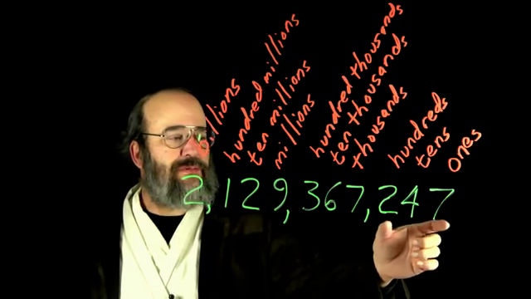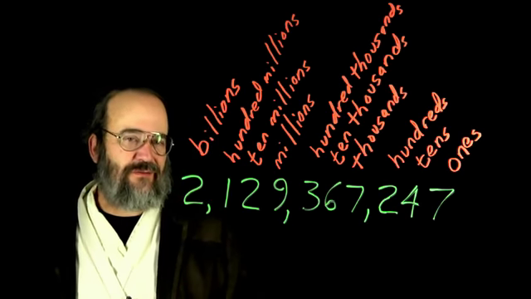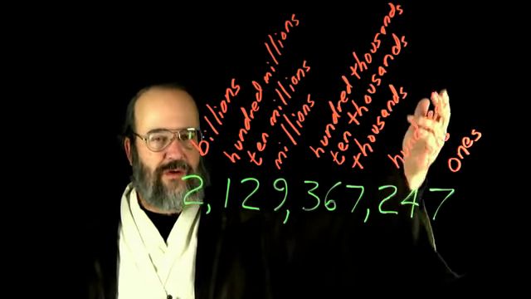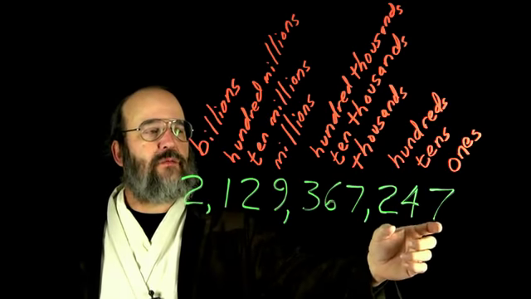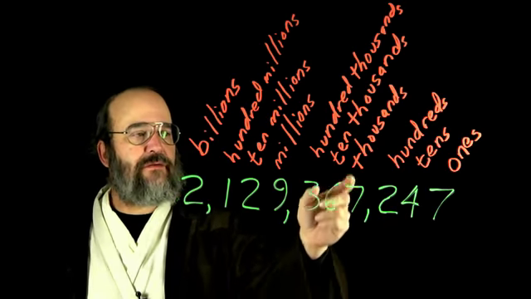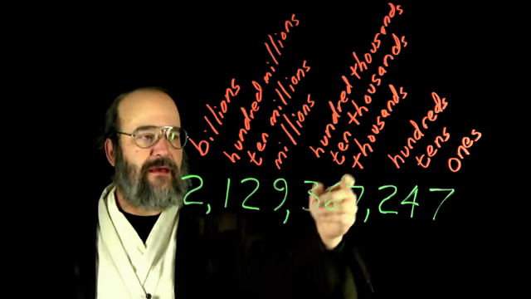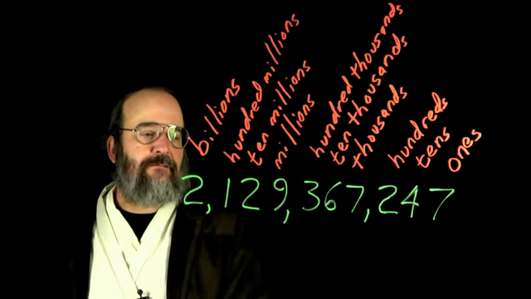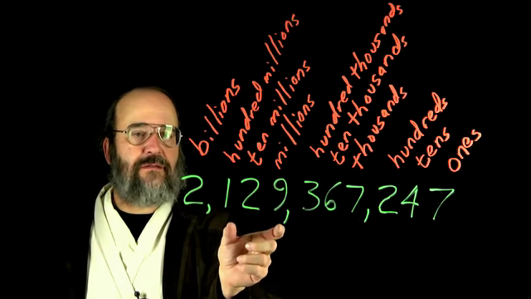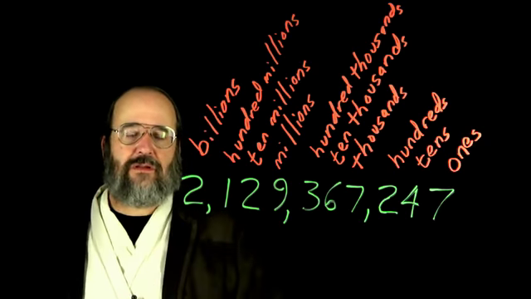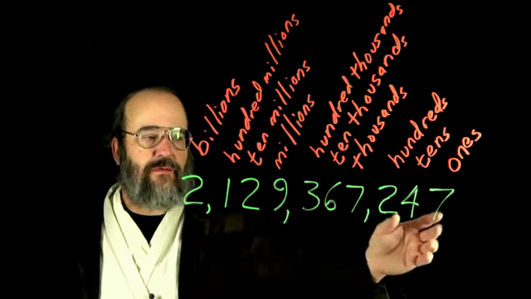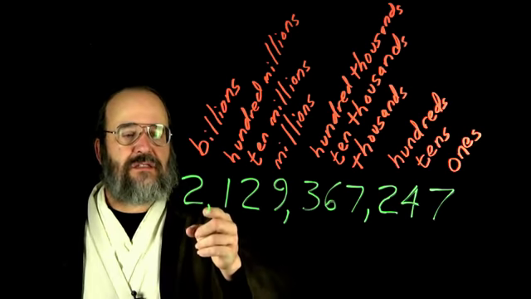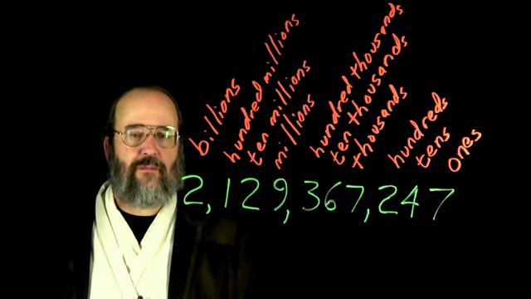So the first period basically is the ones. We usually don't refer to 100 ones, but these are actually the ones. The next period is referred to as the thousands, and that's where we have the thousands, 10,000s, and 100,000s. The third period is the millions, and the fourth period would be the billions. These are referred to as periods, and they're separated by commas. This is kind of important.